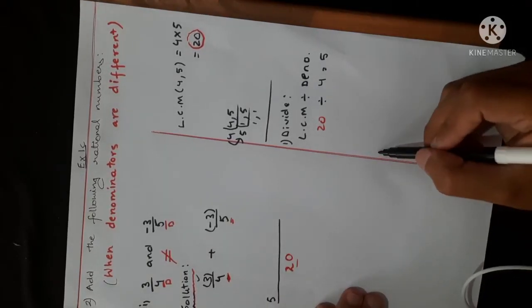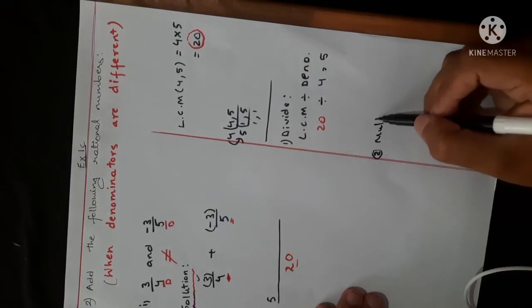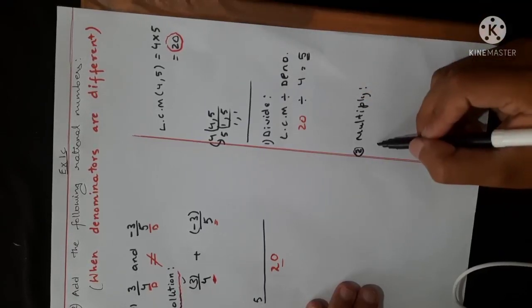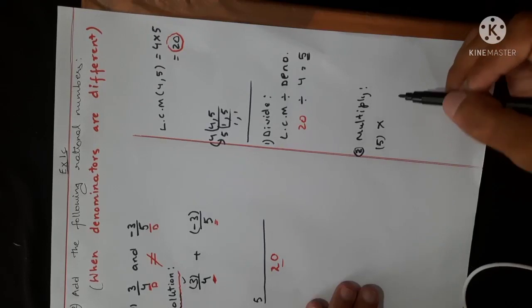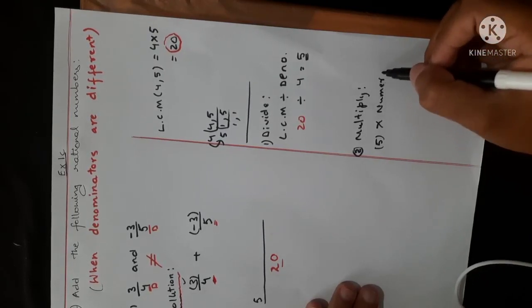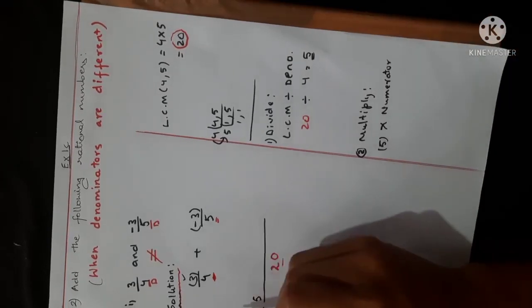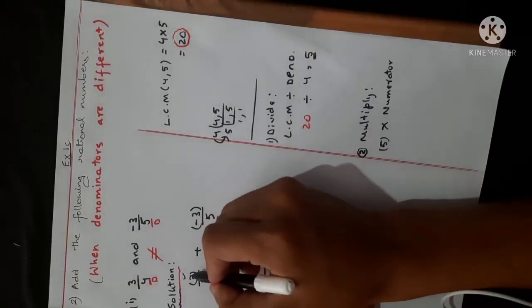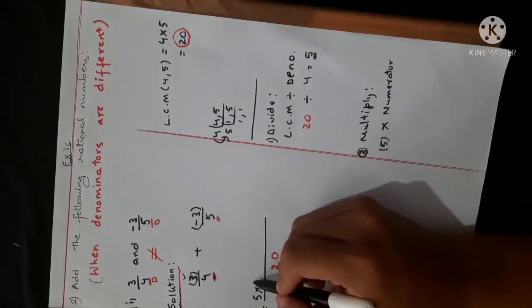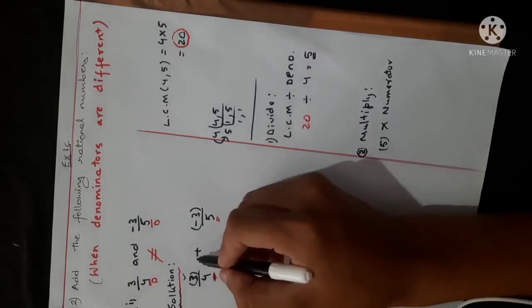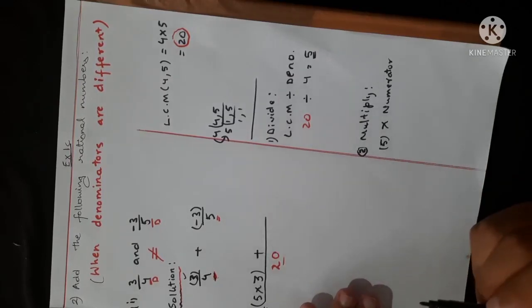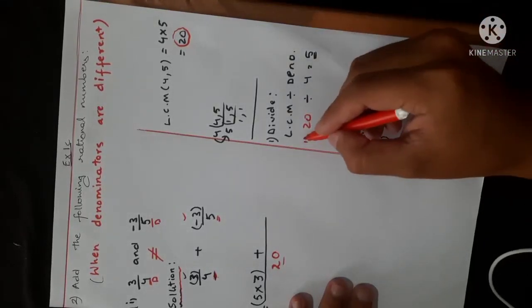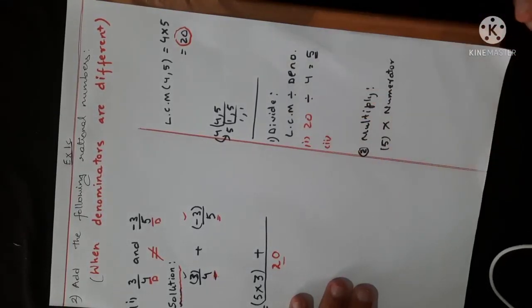Next, what we should do is we must multiply this value 5 with the numerator of that fraction. So here we have taken first this fraction, isn't it? So we have to multiply with the numerator. Numerator of this first fraction is 3. So we write 3. Next we put the sign plus. This is the first fraction. Now let us do the second fraction.